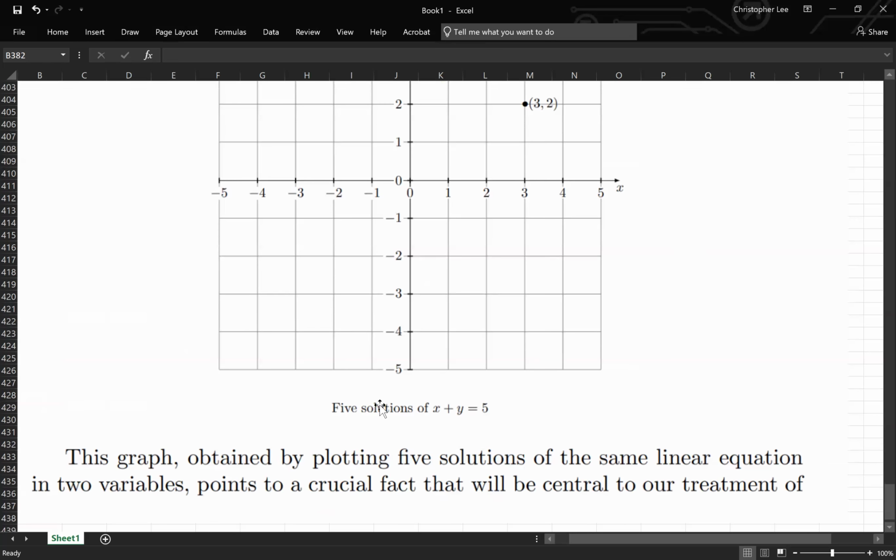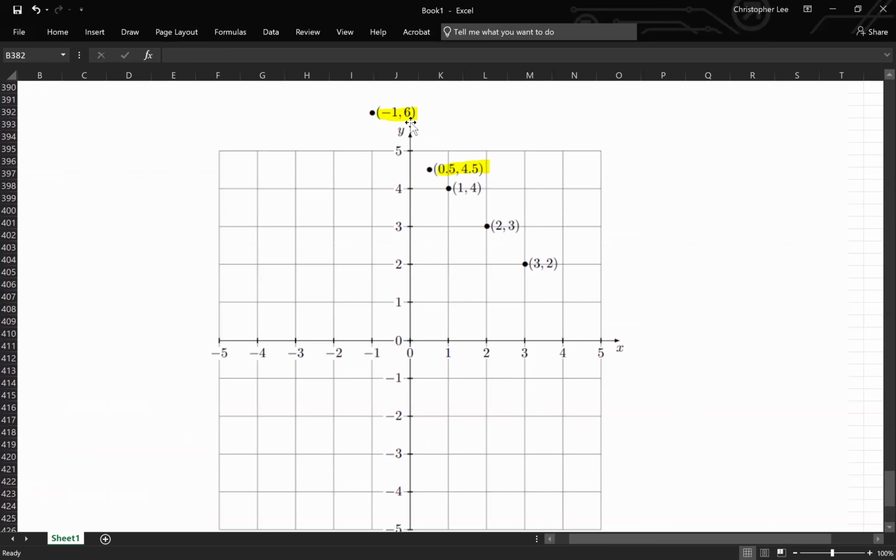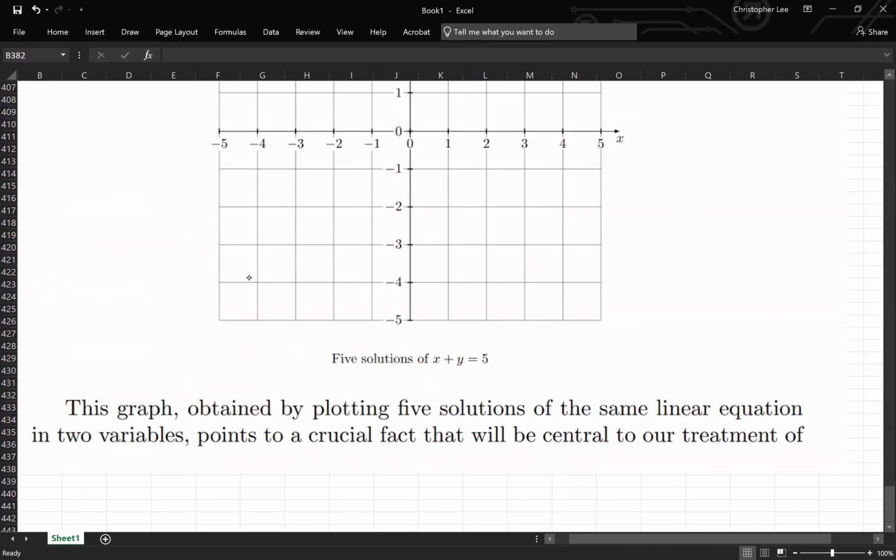So in this question, they were asking us to find 5 solutions to x plus y equals 5. Here's 5 solutions right here. 1, 4, 2, 3, 3, 2, etc. All right. So the graph obtained by plotting 5 solutions to the same linear equation in 2 variables points to a crucial fact that will be central to our treatment of linear equations.